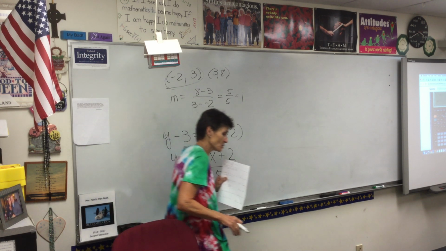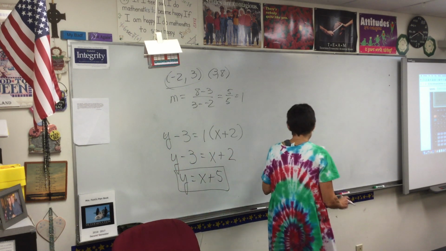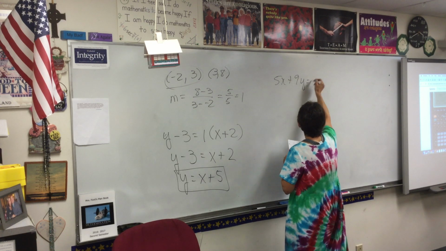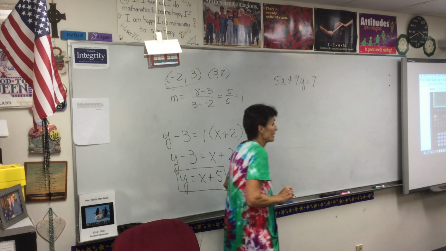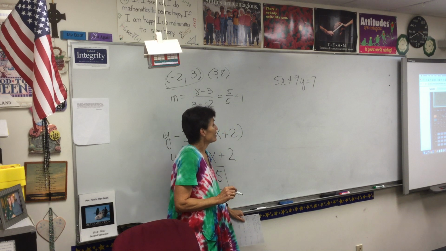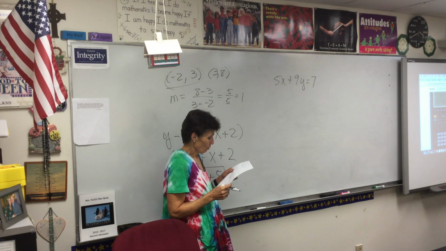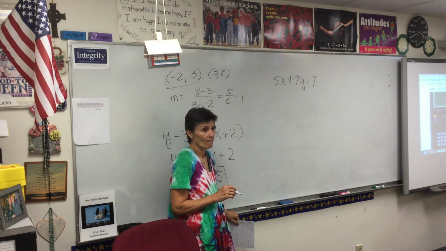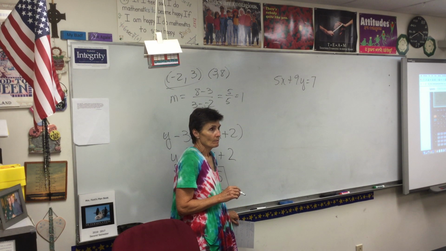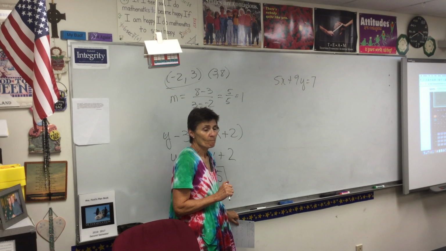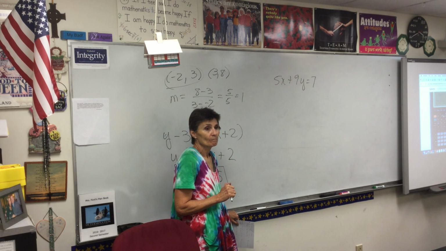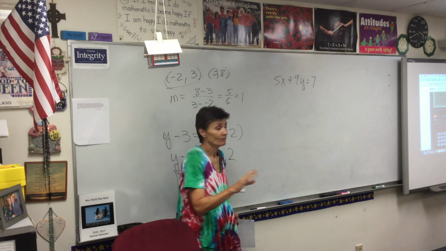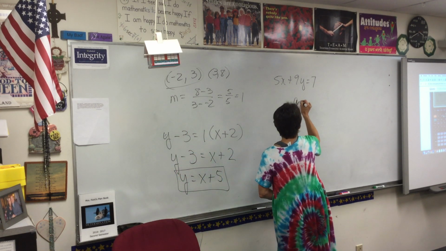All right, let's talk about the next one. We've got a line 5x plus 9y equals 7. And I need to know what is the slope of any line parallel to that one. All right, what's going through your head, Logan? Don't we have to get that 5x to the other side? We do. Basically, we have to get y by itself. So we'll start by moving the 5x to the other side.